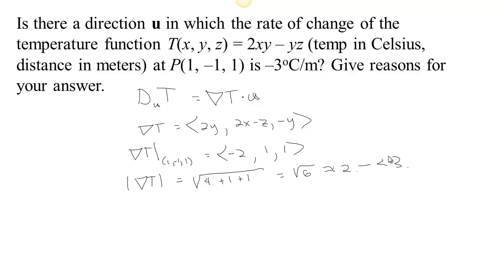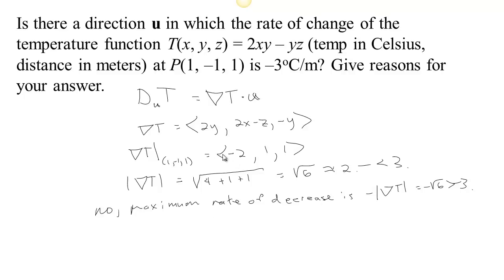So if our maximum rate of increase is less than 3, our maximum rate of decrease is greater than -3. So the answer is no. So maximum, no, because the maximum rate of decrease is the opposite of the length of the gradient, which is the opposite of root 6, right? Which is greater than -3.